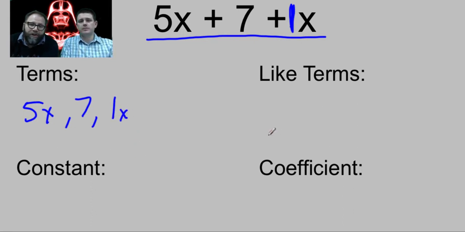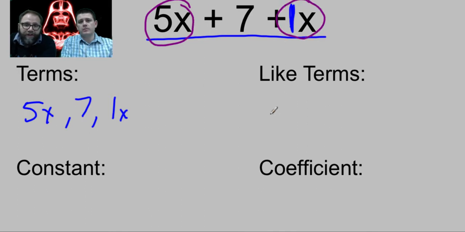Then my like terms, those are the terms that we can eventually put together, are terms that are similar. So 5x and 1x are like terms. Are we going to list the 7 there? I'm going to list the 7. Okay. And 7 is its own like term. So it's by itself now, but we'll keep it there too. Our constant, remember those are our boring old plain old numbers. So in this case, that's going to be my 7.